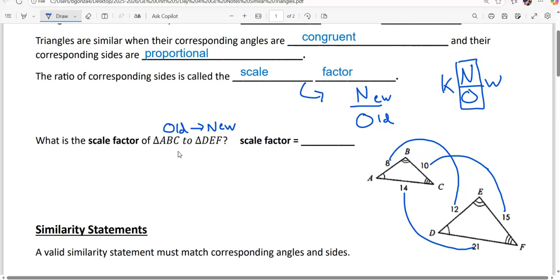Remember right here, if you go from ABC to DEF, that means DEF is my new one. This little one is my old one. So all I need to do is take one connection and write that fraction as new over old. So let's do 8 and 12. Which one's the new one, 8 or 12?